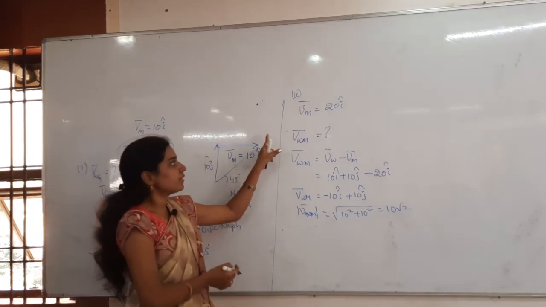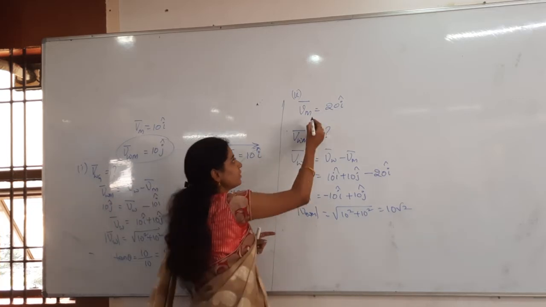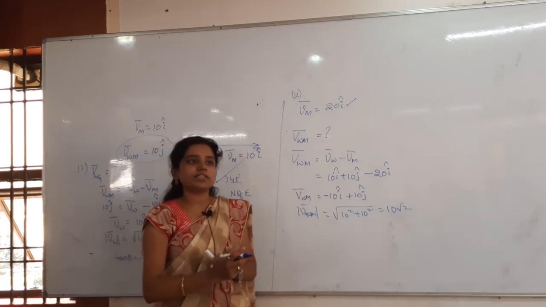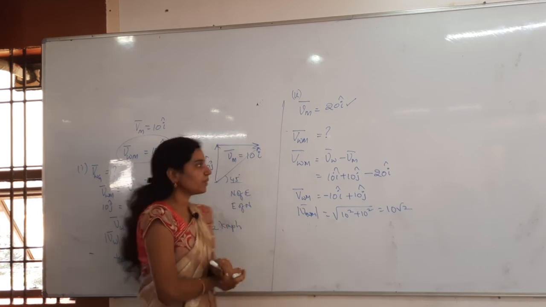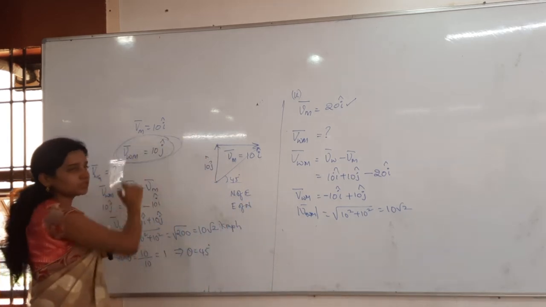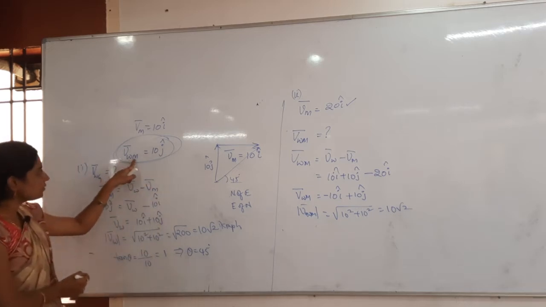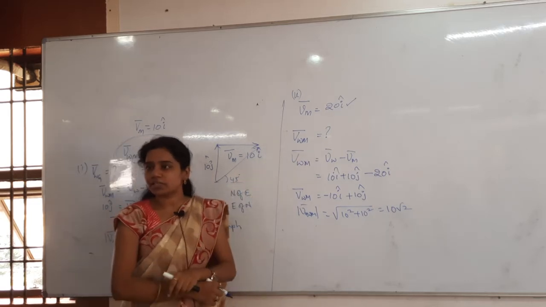Next case, the man doubles his speed. Whenever the man is doubling his speed, the velocity of the man is how much? 20 i cap. Now clearly what are they asking? The velocity of the wind with respect to the man. Most of the people have taken this value directly, so you will get the wrong answer. Clear? Why? Because this is the velocity of wind with respect to man in the earlier case. Here you have to find that again. How can you take it like that?